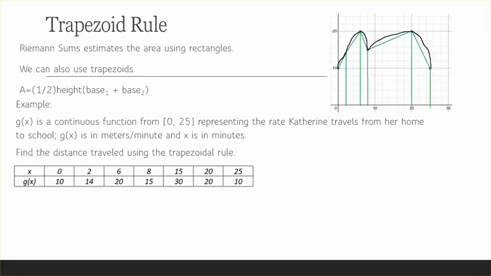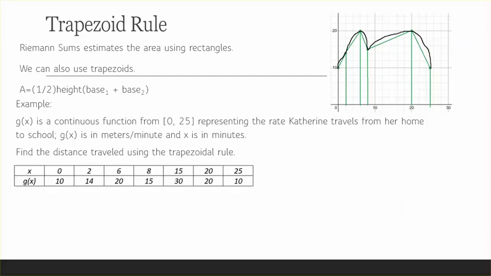G of x is a continuous function from 0 to 25, representing the rate Catherine travels from her home to school. G of x is in meters per minute, and x is in minutes. We're going to find the distance traveled using the trapezoidal rule. So we're actually going to have 6 different trapezoids that we'll find the area of. My first one will run between 0 and 2.